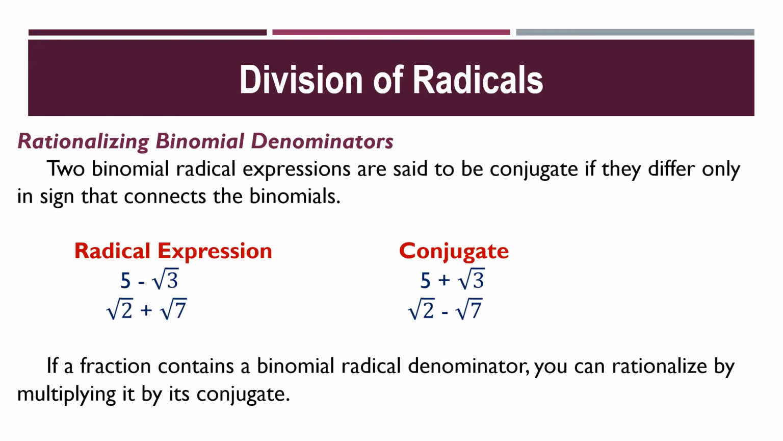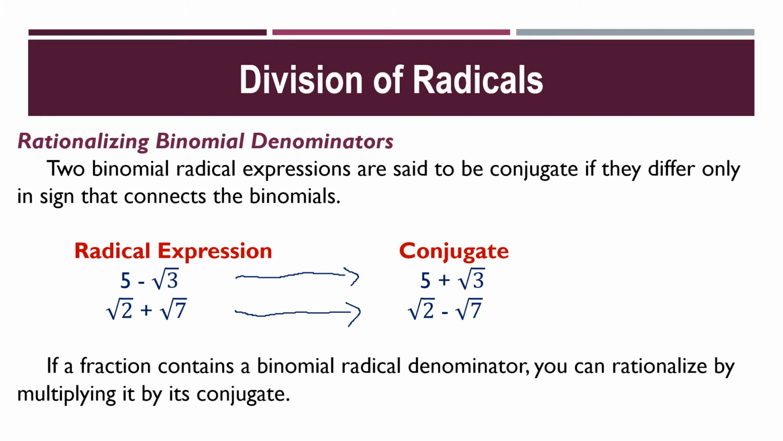Rationalizing binomial denominators. Two binomial radical expressions are said to be conjugates if they differ only in the sign that connects the binomials. Say, for example, we have the radical expression 5 minus square root of 3. Its conjugate is 5 plus square root of 3. Another example, square root of 2 plus square root of 7. The conjugate of the given expression is square root of 2 minus square root of 7.